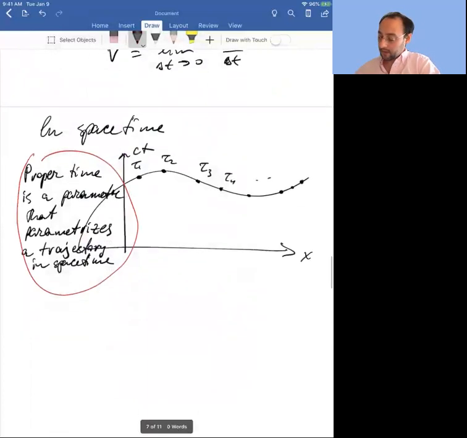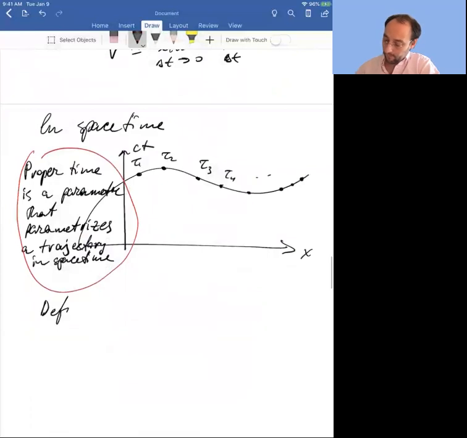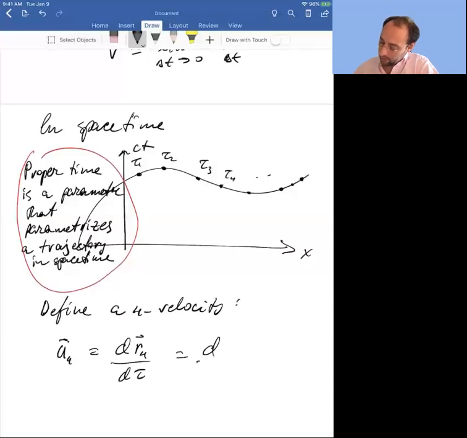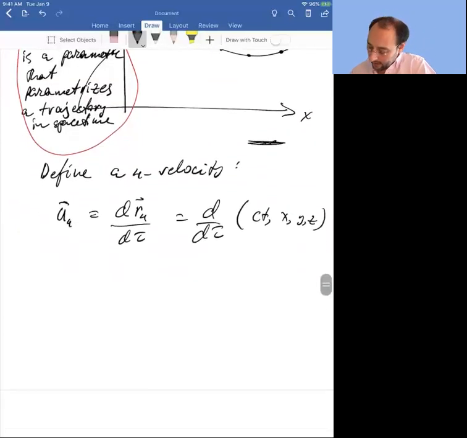Thus we can define a four velocity as dr over d tau, which is the time derivative of ct, x, y, z. Here I only drew the one-dimensional analog, but you can extend this to higher dimensions.